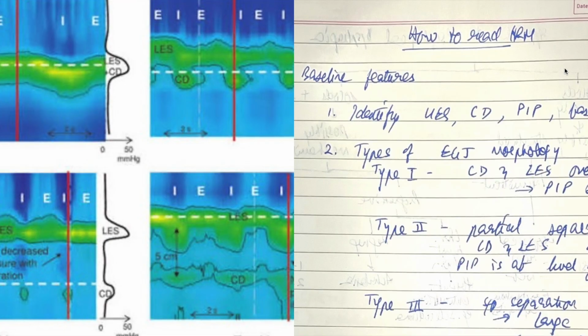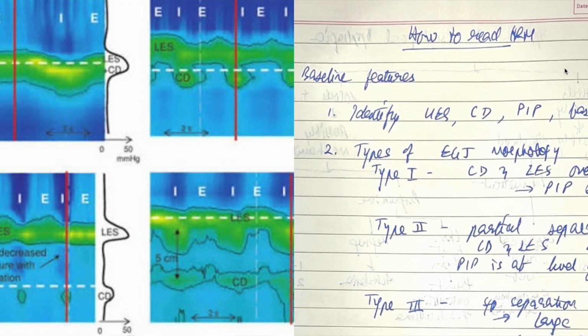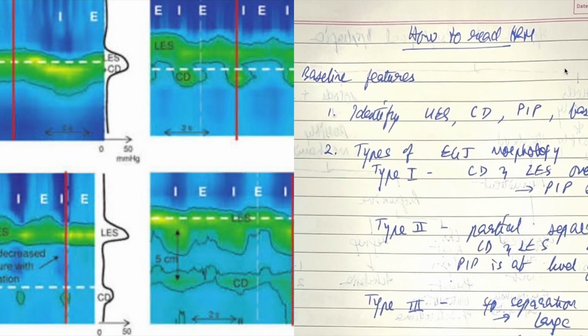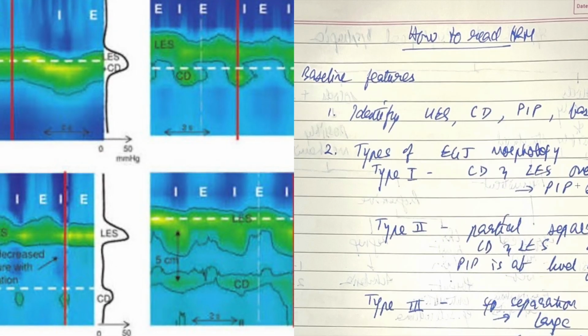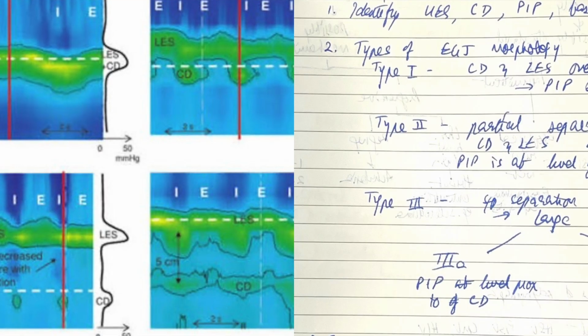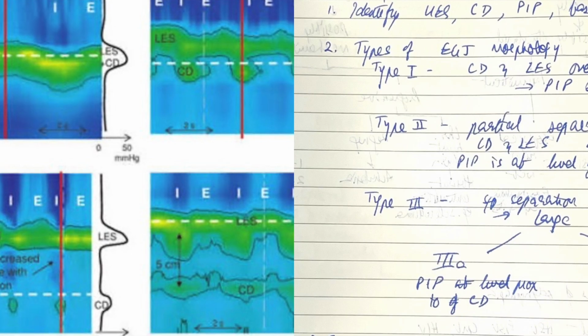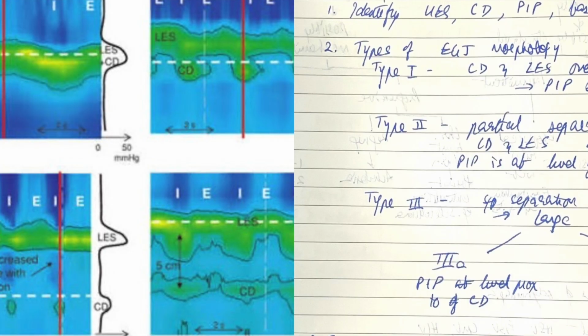Type 2, there's partial separation of the crural diaphragm and the LES, which is less than 2 centimeters, and the PIP is at the level of the crural diaphragm. Type 3, there's a separation of more than 2 centimeters, and that means there is a large hiatus hernia. This could be a 3A or a 3B. In 3A, the PIP is proximal to the crural diaphragm, while type 3B, it's proximal to the lower esophageal sphincter.